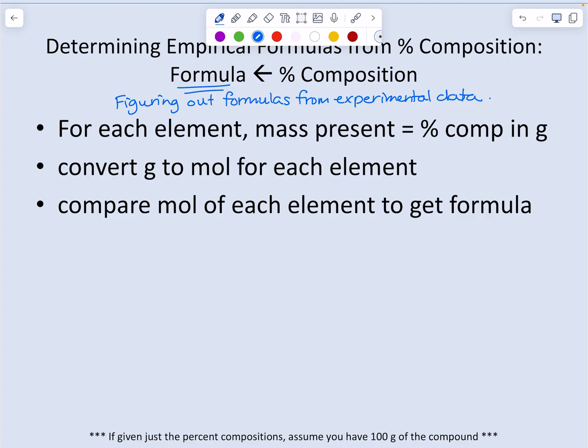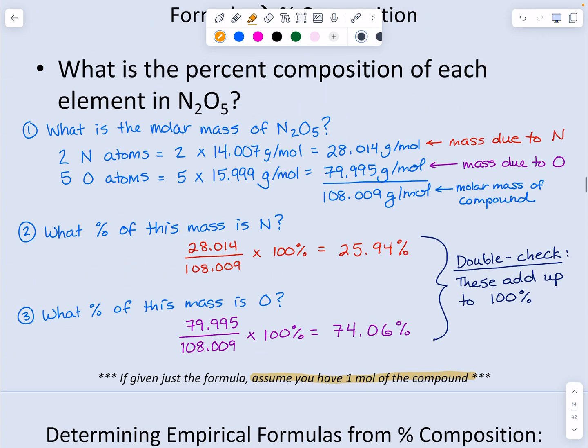All right. So whenever we do these, if we're given percent composition, we always assume that we have 100 grams of the compound. Percent means parts out of 100. So if we have 74% of oxygen in our compound, we can say that if we had 100 grams of that compound, 74 grams would be due to the oxygen.